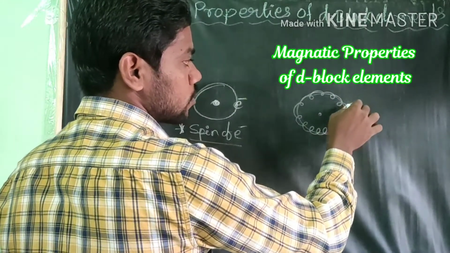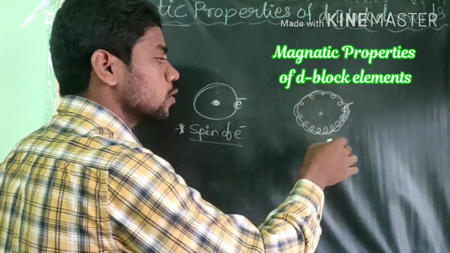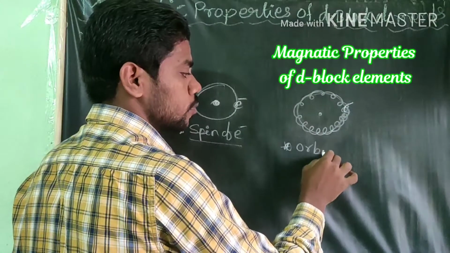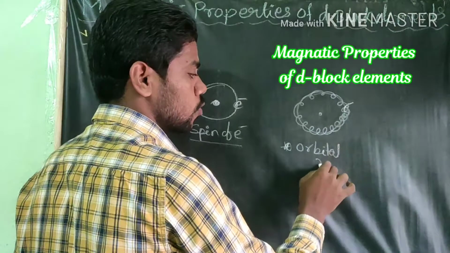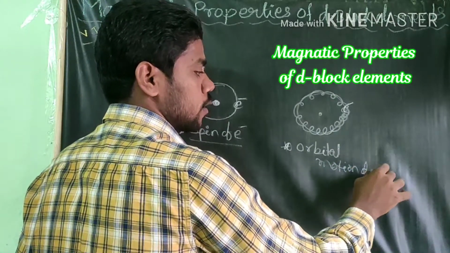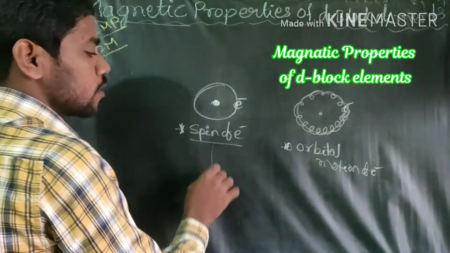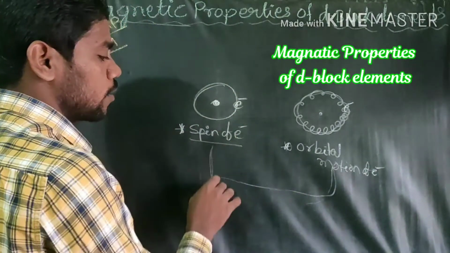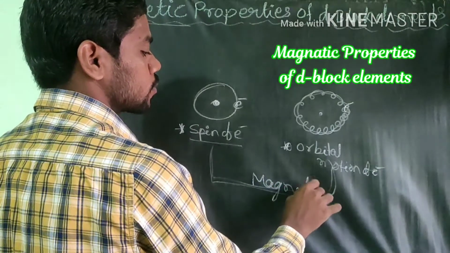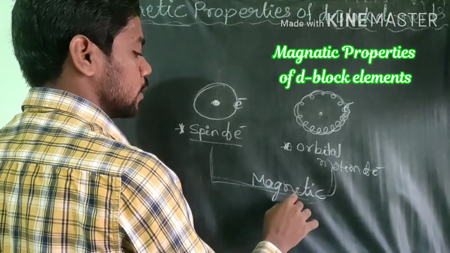Therefore, the electron's movement throughout this orbital. The next point is the orbital motion of the electron. Therefore these two reasons contribute to the magnetic moment, the magnetic property.